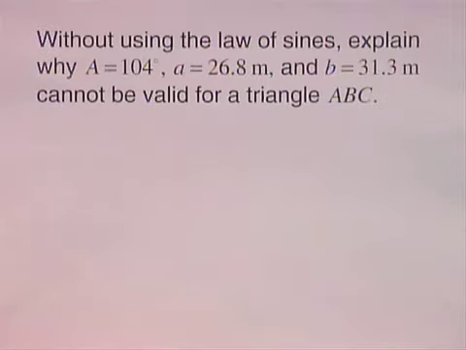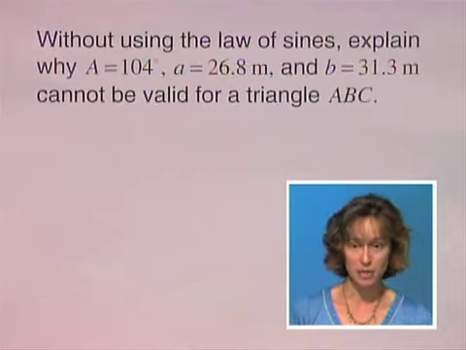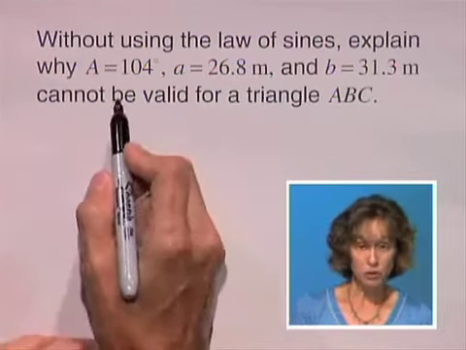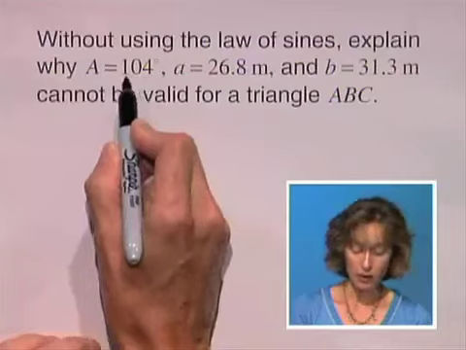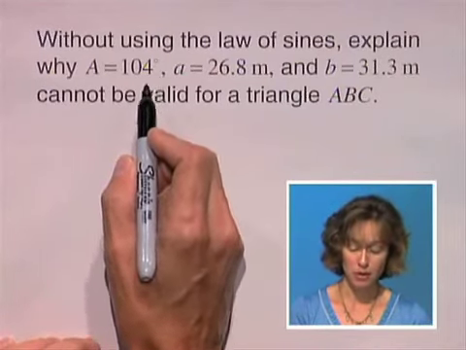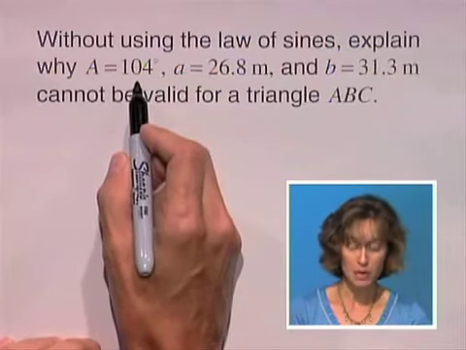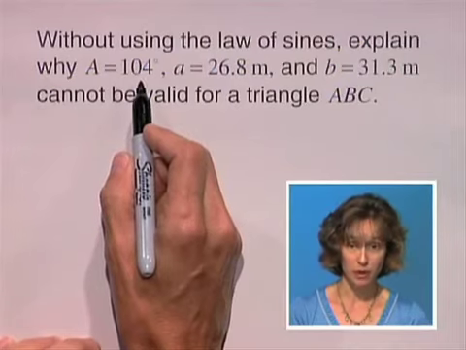Let's talk about the law of sines. Here's what we want to do. Without using the law of sines, let's explain why angle A equal to 104 degrees, side A equal 26.8 meters, and side B equal 31.3 meters cannot be valid for a triangle ABC. Well, there's two things to note. First of all, angle A is 104 degrees, which is obtuse, bigger than 90. So the other two angles, both angle B and angle C, must be smaller than angle A.